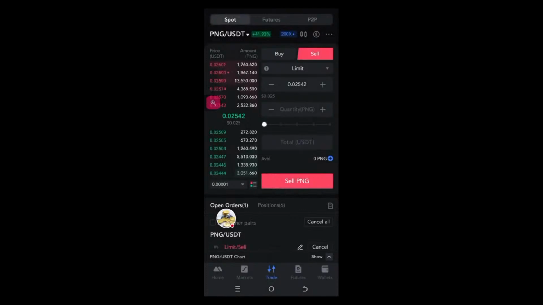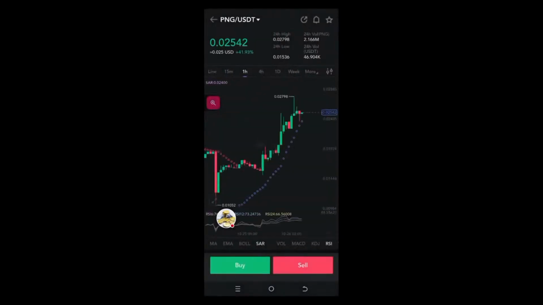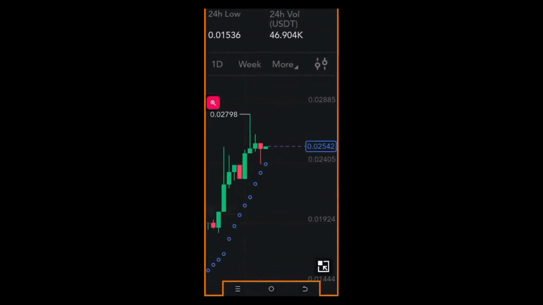All right. Let's see how this goes. Let's check the charts again. The chart is looking good. It's going up. Yeah, pushing up. All we just have to do is to get to this point.